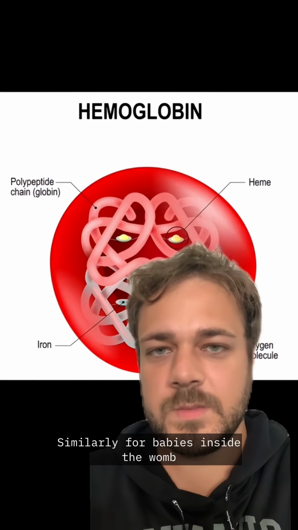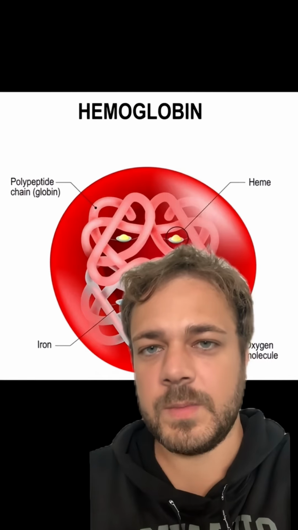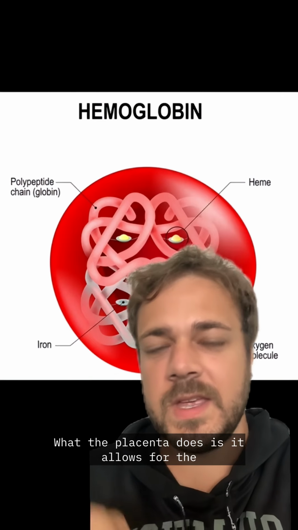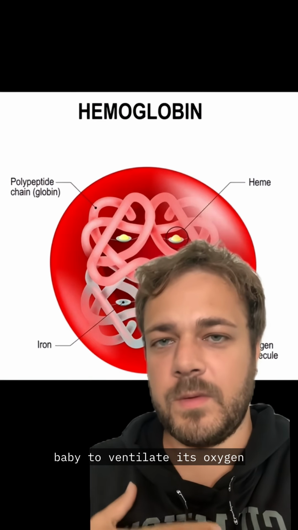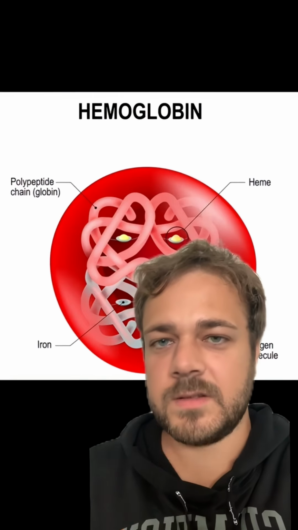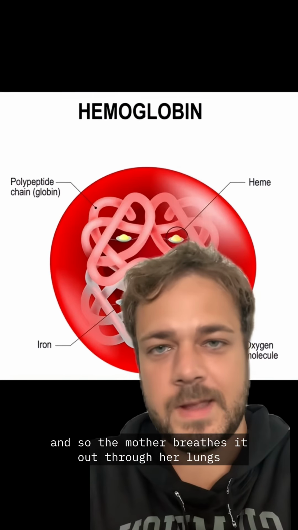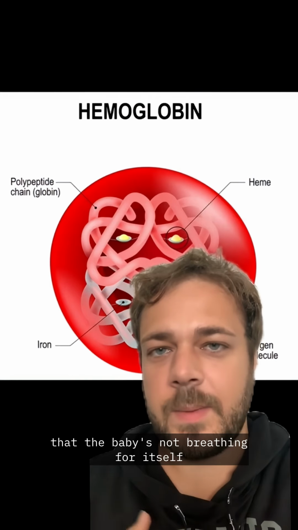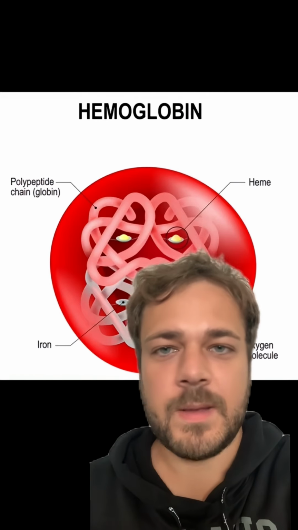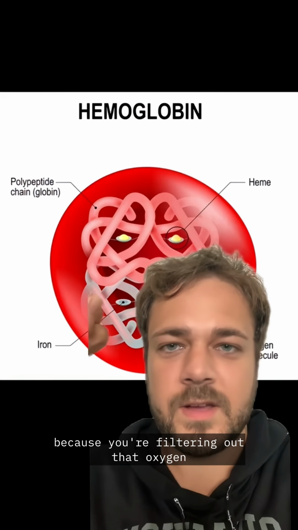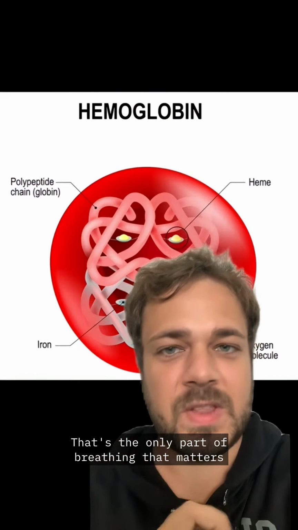Similarly, for babies inside the womb, what the placenta does is it allows for the baby to ventilate its oxygen, and so the mother breathes it out through her lungs. It doesn't matter that the baby's not breathing for itself because you're filtering out that oxygen. That's the only part of breathing that matters.